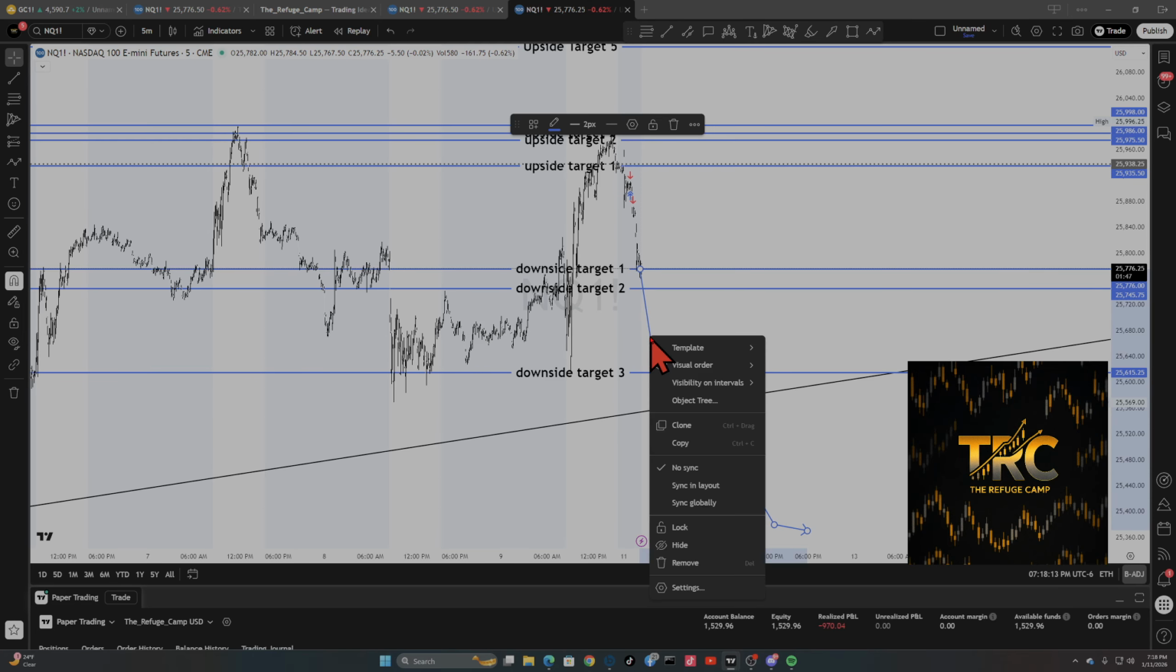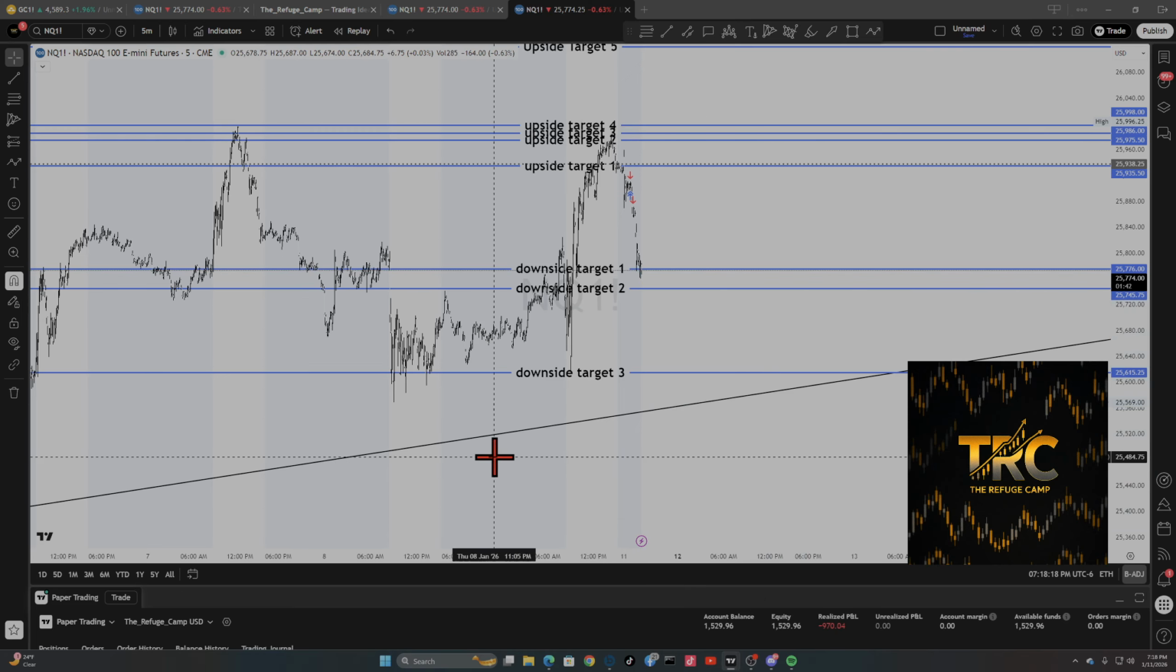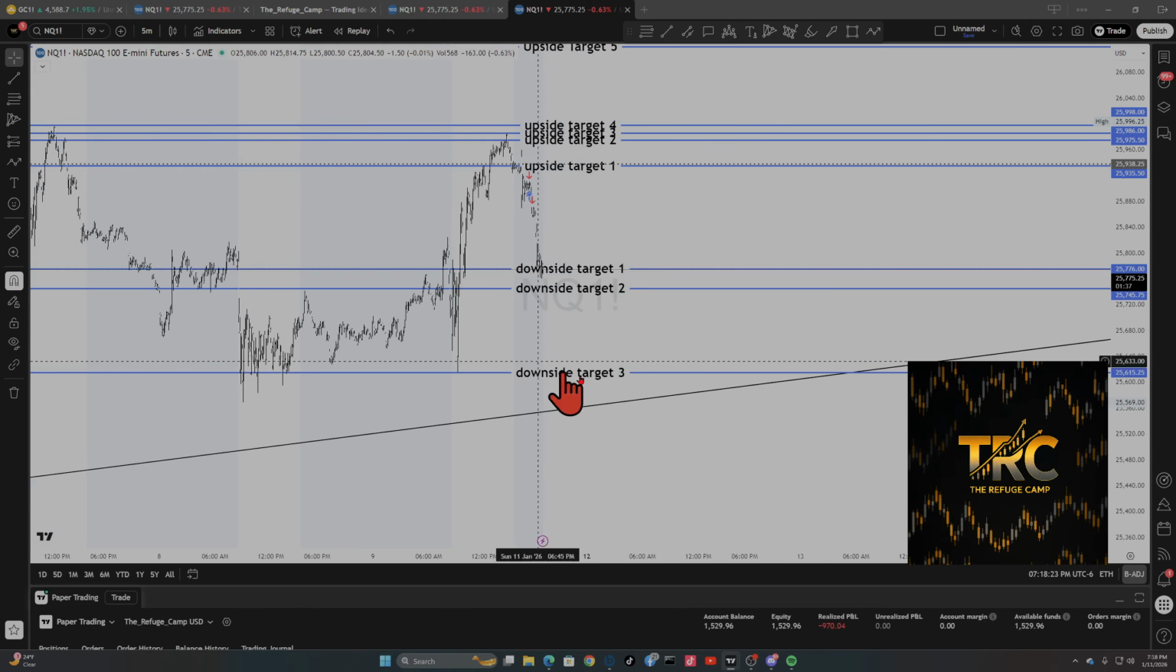But primarily, this is just a pretty in-depth overview of how we develop targets, right? So we know when we developed our targets that the 15-minute chart basically gave us a range, which is the upside target 4 and the downside target 3. I would not expect price to break either one of those extremes until we get into, say, London or New York. Make sense?